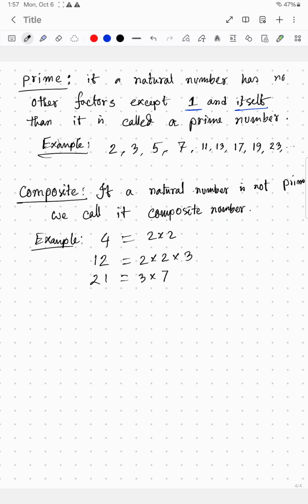Any questions so far? Okay. The next topic is some properties of real numbers. Okay. So these real numbers have some properties.